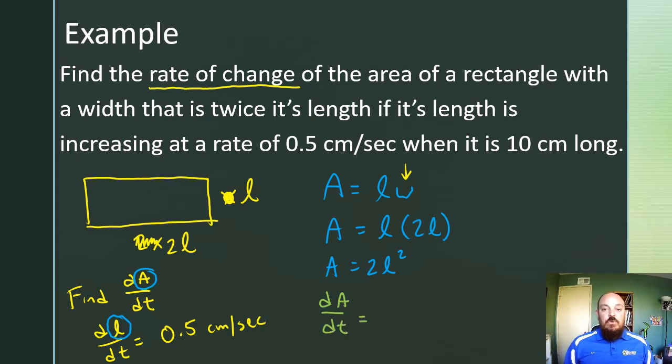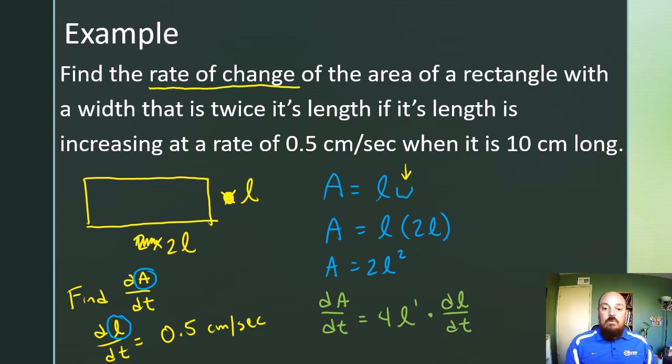The derivative of 2L squared, we're going to do the power rule. So I multiply by 2, I get 4. I lower the power by 1, I get L to the first power, or just L. But remember, we're taking the derivative implicitly with respect to t. So if I take the derivative of L, I get a dL/dt. That's how implicit works. So when you're differentiating with respect to t, you're always going to get a d-something/dt for any variable other than t, whether it's A or L or x or anything else.